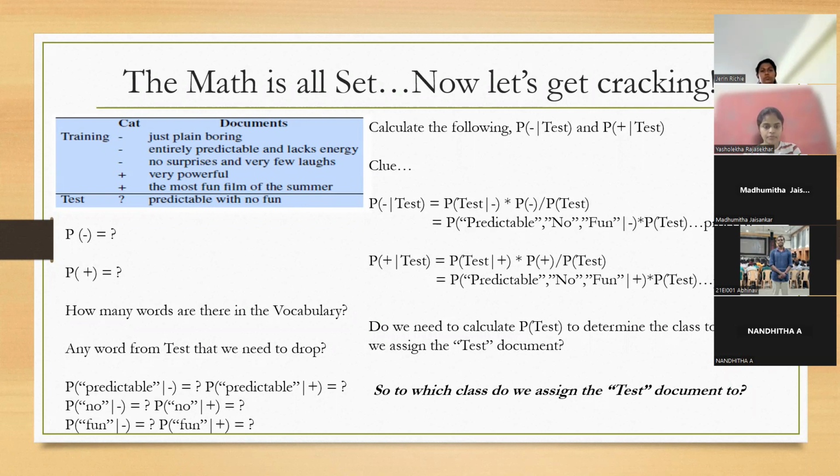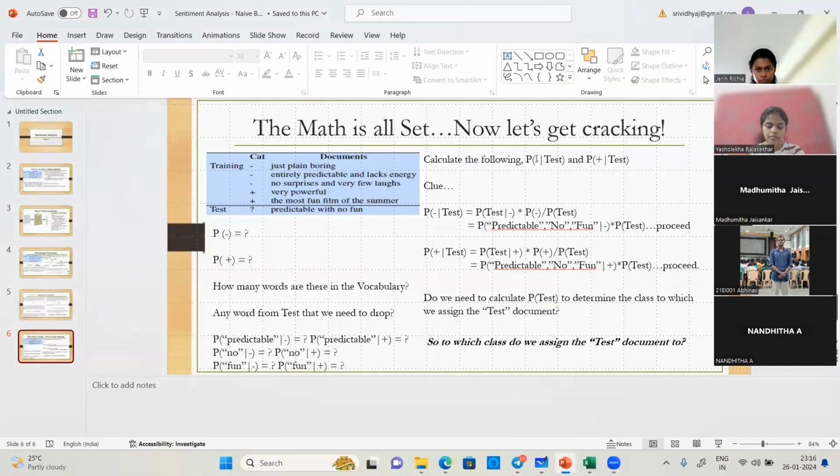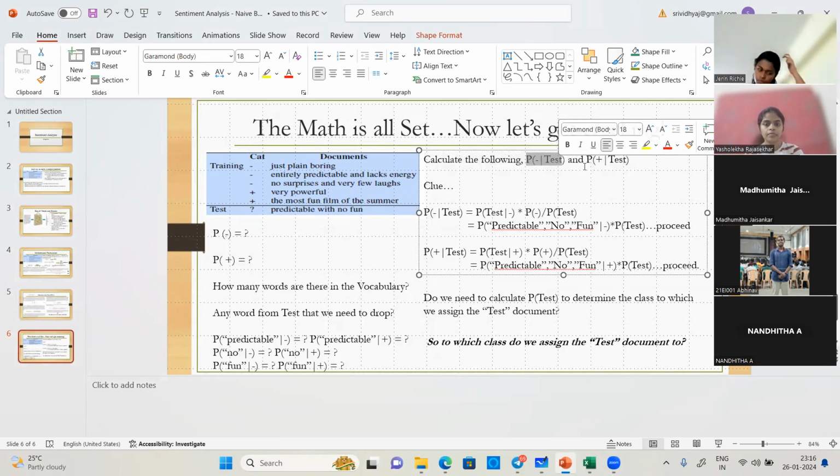So 5 documents. Here are these. Each of these documents. So we're going to start with some simple stuff. What are we going to calculate? We're going to calculate the following: probability of negative given test. This is what we need to calculate, right? Negative given test and then positive given test. Okay.